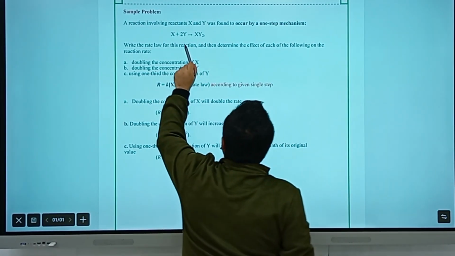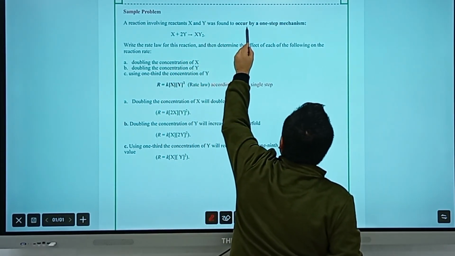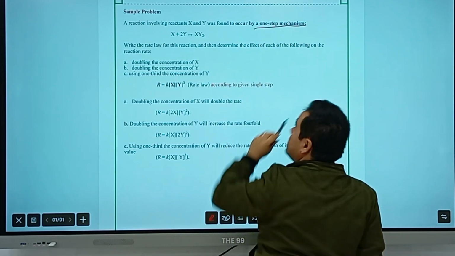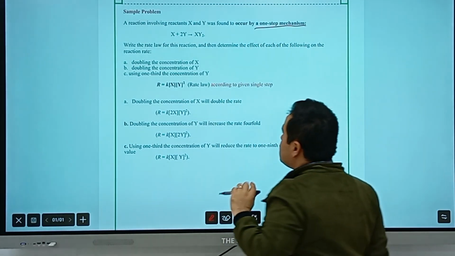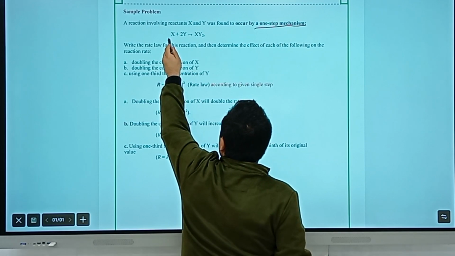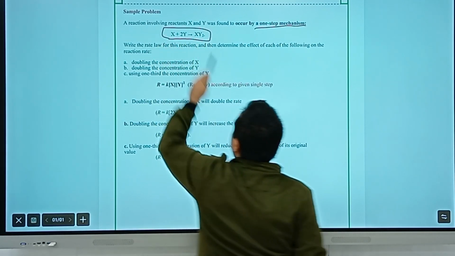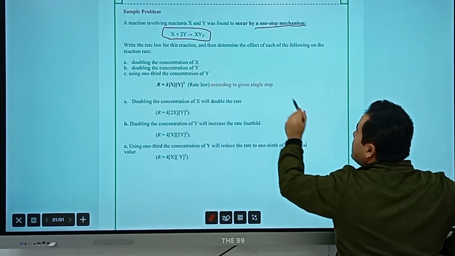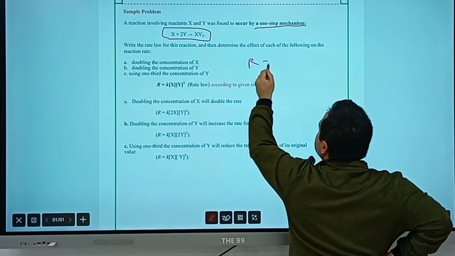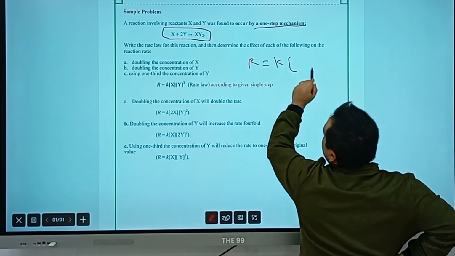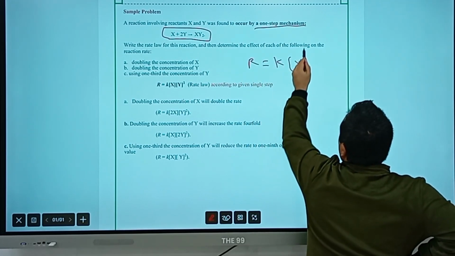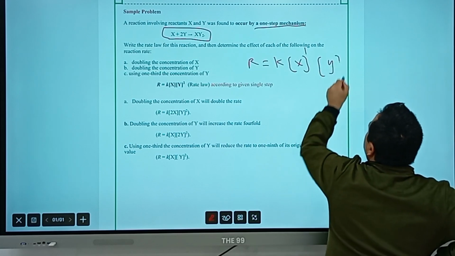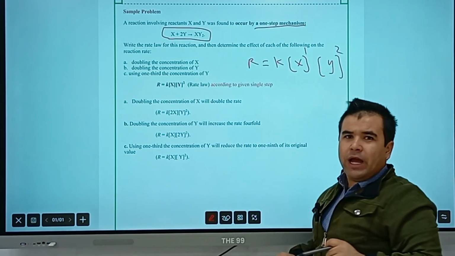A reaction involving X and Y was found to occur by a one-step mechanism. So, one-step mechanism, it's given in the reaction: X plus 2Y to form XY2. So simply, let us write the rate law. Rate is equal to what? k, X to the power of 1, Y to the power of 2. That's the rate of the reaction.